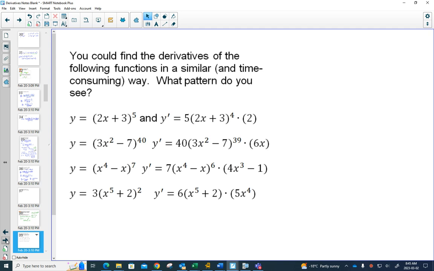When we did the derivative, we find out there's also, in this one, a 2 outside. In this one there's a 6x outside. In this one there's a 4x cubed minus 1 outside. And on this one there's a 5x to the 4 on the outside. So then we have to figure out, where did that extra number come from? Can you see a pattern for those numbers?